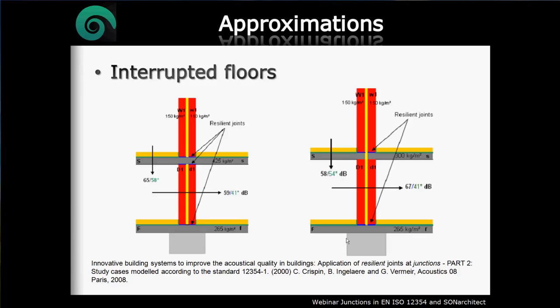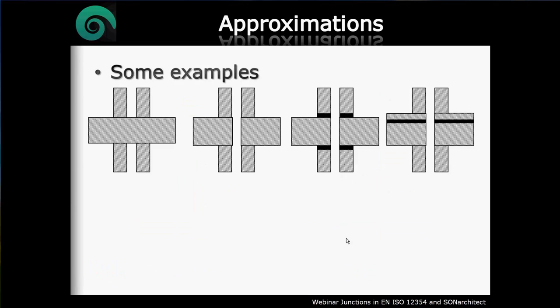And the difference between the left case and the right case is that in the left the cavity is not going through the slab, but in the right we have this cavity that goes from one floor to the other. And we can still approximate these cases, which are not covered by the standard, through the models in the standard. Some examples are those that can be seen in this slide.